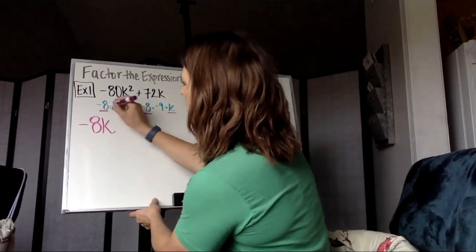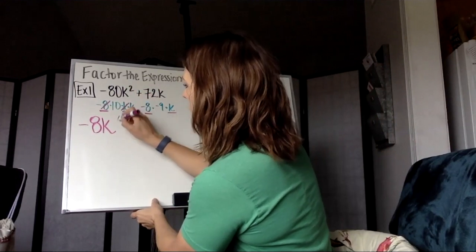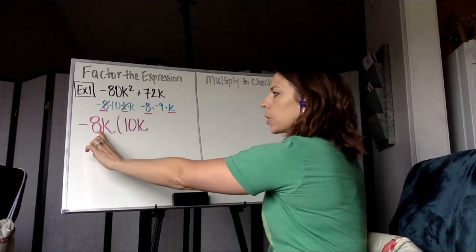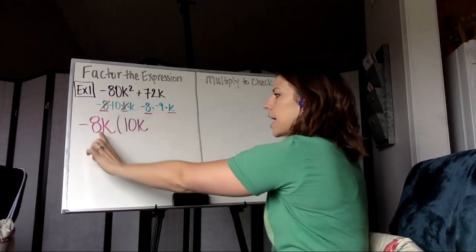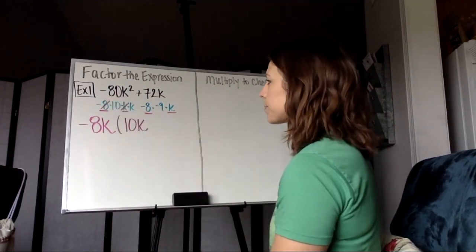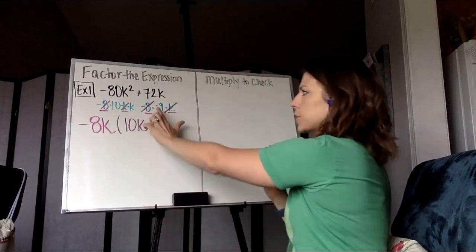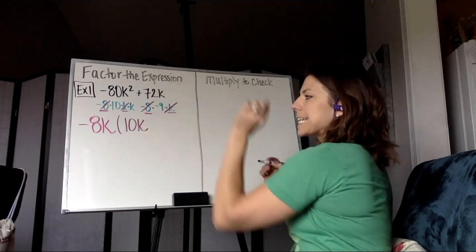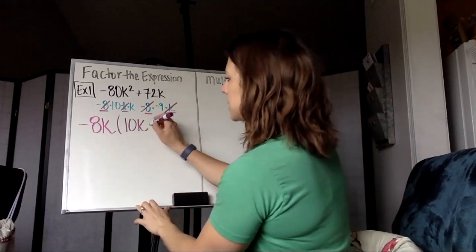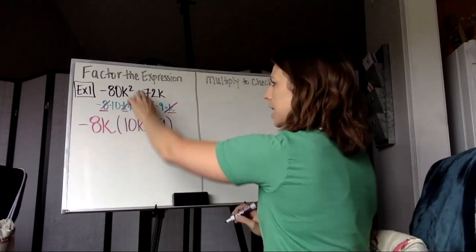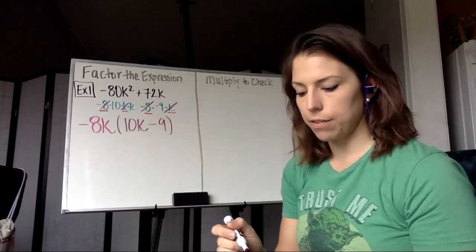Well, when I take out the negative 8K from the first term, I'm left with 10K. Let's double check that real quick. Negative 8 times 10 is negative 80. K times K is K squared. When I take out the negative 8K from the second term, what do you see? I see a negative 9, which means this becomes minus 9 because a negative times a negative is how you end up with a positive.